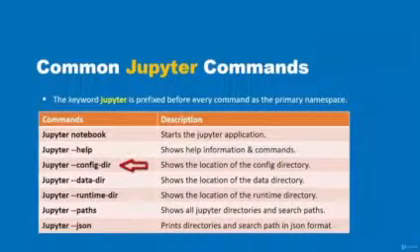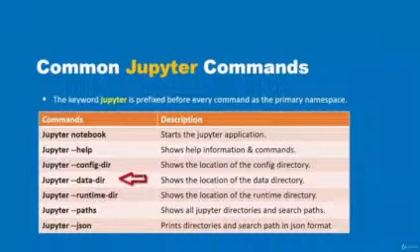If you want to show all the Jupyter directories and the search path, you type in jupyter --path. If you want to print out the directories and search path in a JSON format, you type in jupyter --json. So let's open up the command prompt in Anaconda and show you how these commands work. I'm going to illustrate how these commands work.